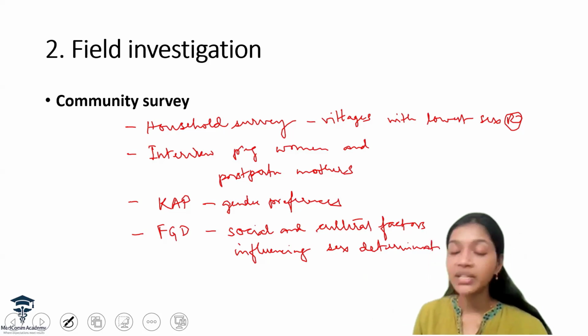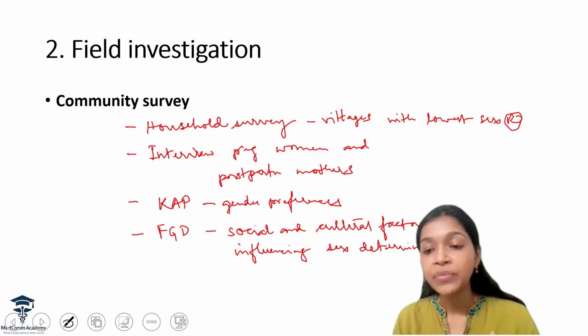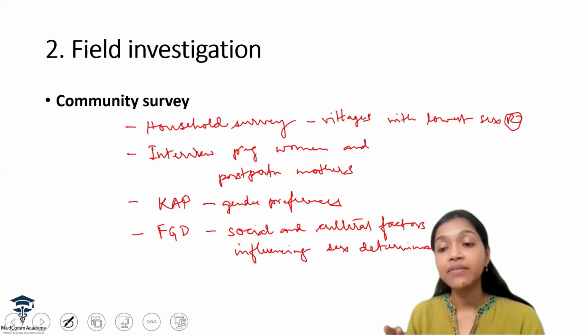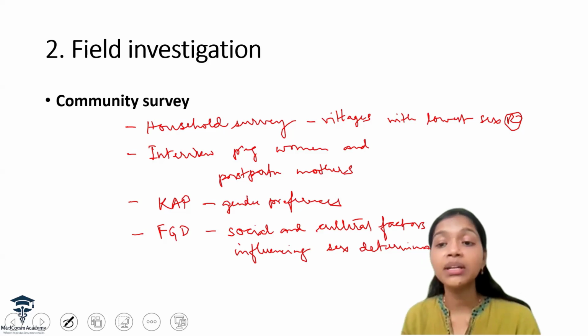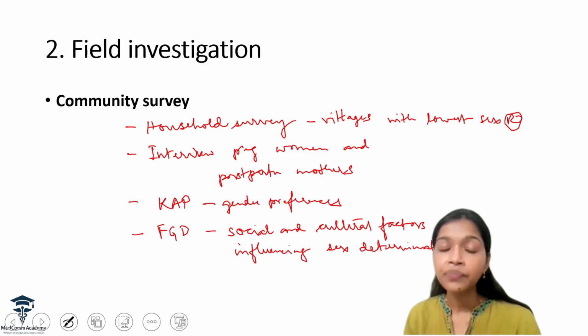So in a community survey, what can a BMOH do? He can do a house to house, door to door survey. Particularly, he can first identify which village has the lowest sex ratio, maybe the last 2 or 3 ranking villages, and he can do a house to house survey about what is going on.